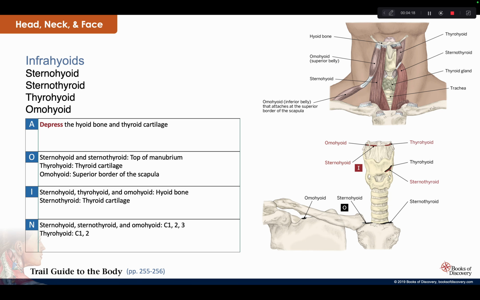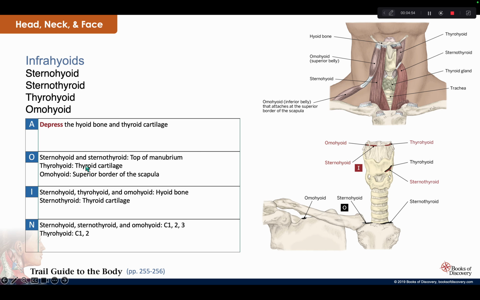Right, you had suprahyoids, which was above the hyoid bone. Now we have infra, like inferior to, below. This would include your sternohyoid, sternothyroid, because the thyroid gland's there, your thyrohyoid, and your omohyoid. Your infrahyoids are responsible for depressing the hyoid bone. So all the muscles above the hyoid are going to bring it up, right? And then all the ones below it, when contracted, are going to bring it down.